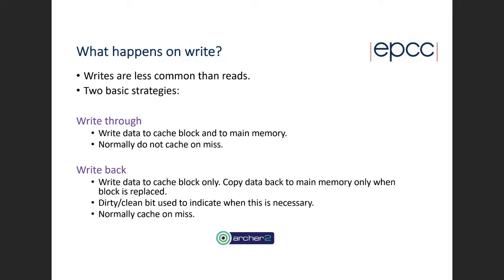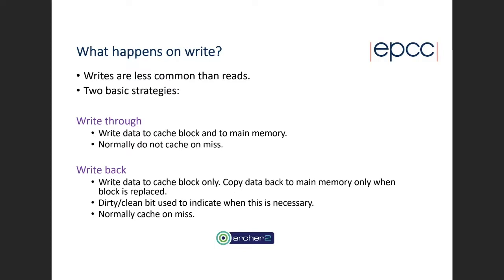Okay, so back to writes. In most applications, writes happen less often than reads, and there are 2 basic strategies we can use here. The first of these is called write through. If the processor writes some value to a piece of data, then both the cache block and the copy in main memory will be updated straight away. In that case, we normally don't bother caching on a miss. You don't bring the data into the cache first, only to modify it and then propagate that change back to main memory as well. The change just goes straight through to main memory if the block was not already in the cache.